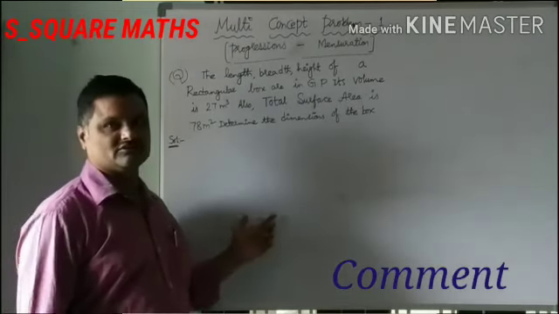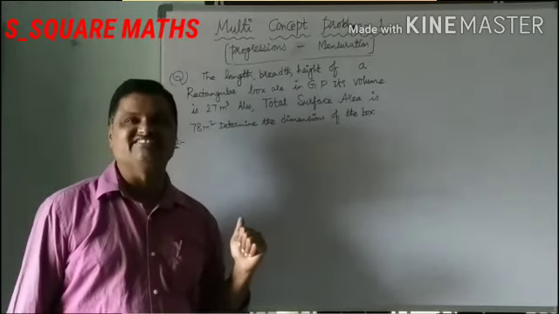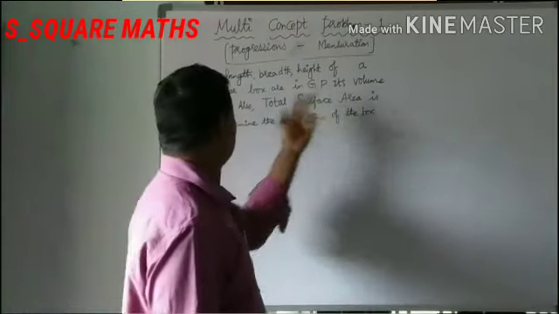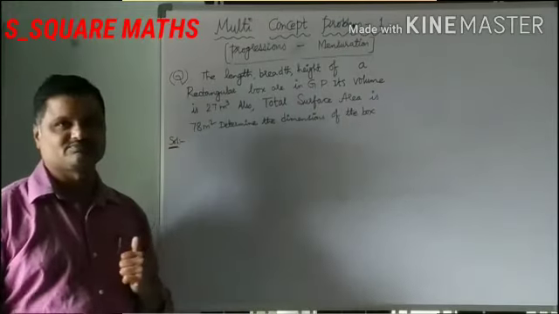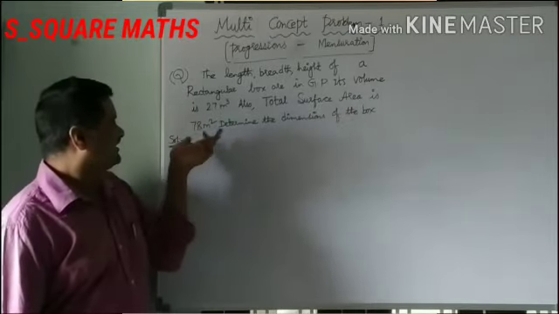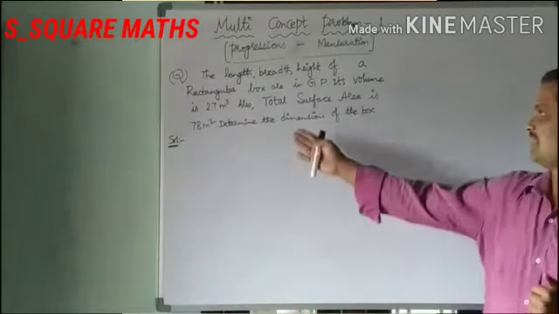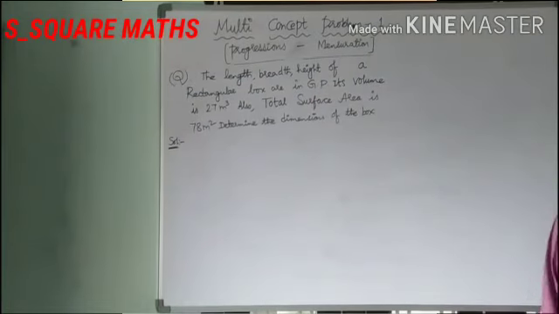So what is the question now? The length, breadth, height of a rectangular box are in GP. Its volume is 27 meter cube. Also its total surface area is 78 meters square. Under these circumstances we have to determine the dimensions of the box.